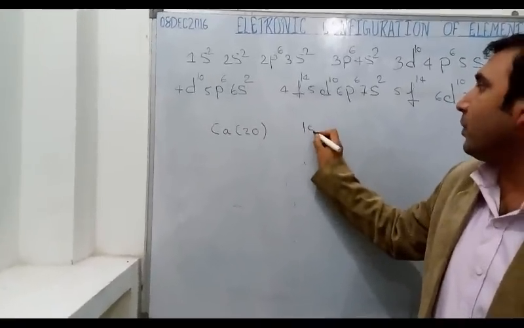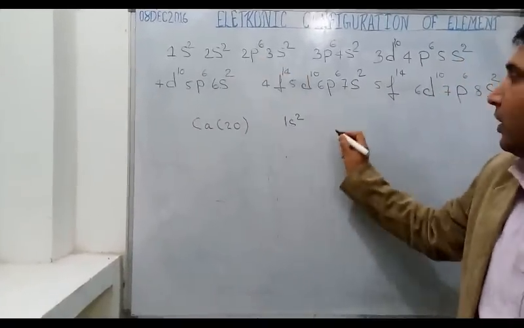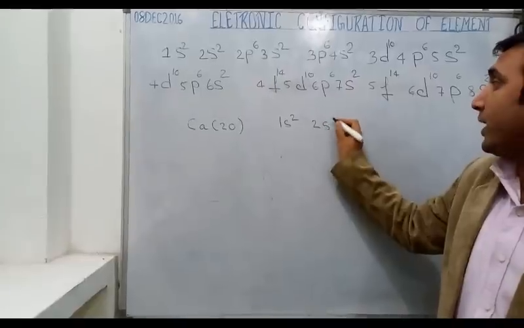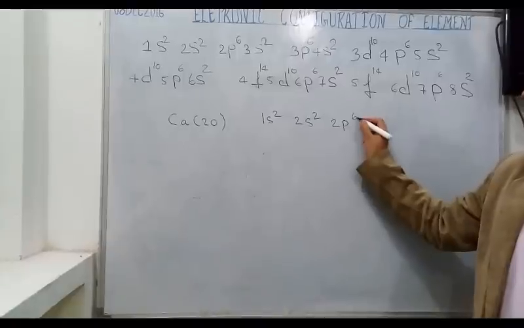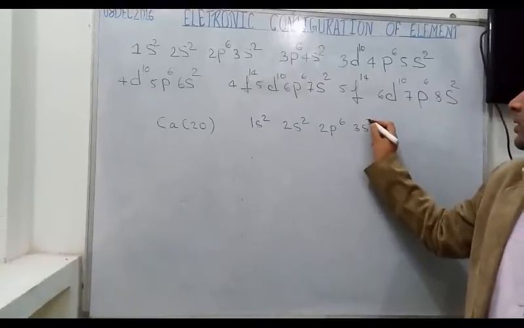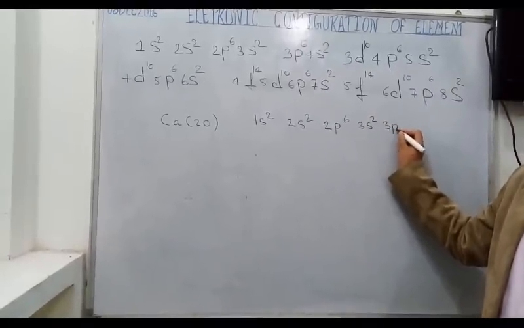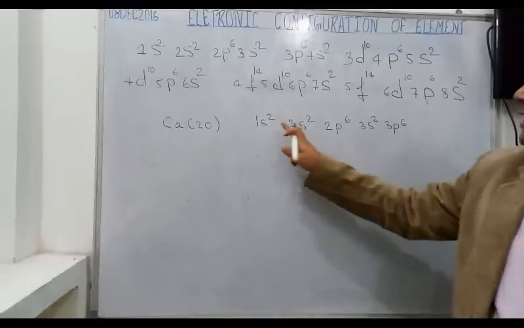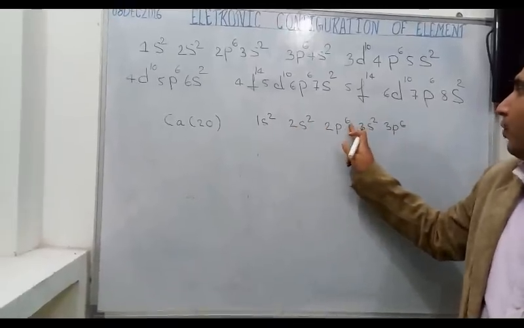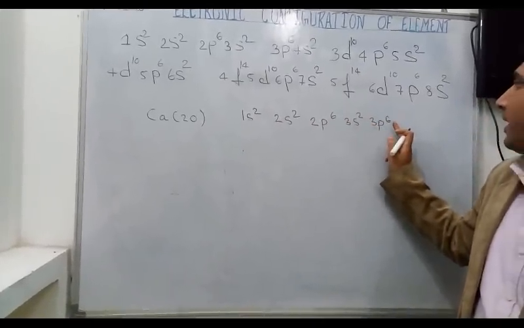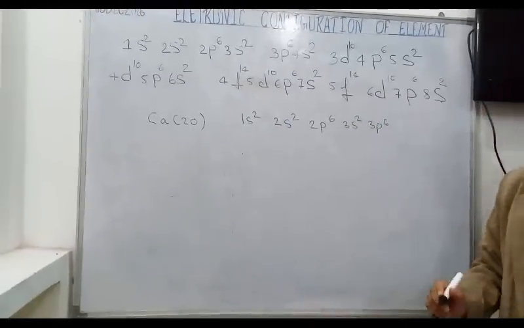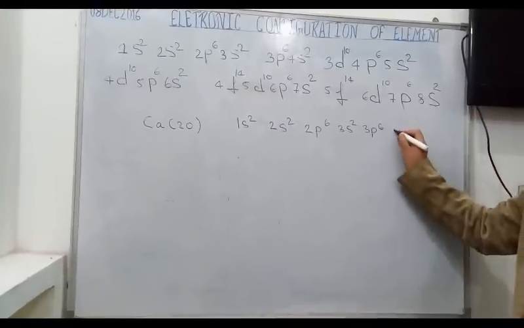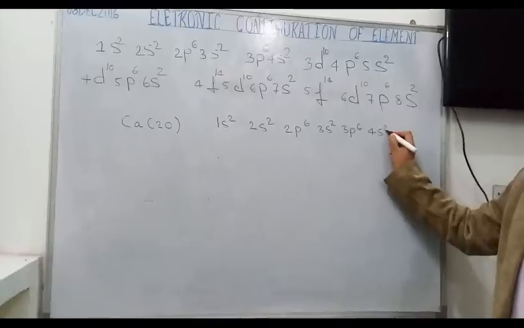So see what I am going to write. First it will come 1s2, we can check it from there. 1s2, then 2s2, then 2p6, 3s2, 3p6. So check how many electrons have been filled. 2, 4, 10, 12, 18. How many electrons are left? 2 more. So we will have 4s2.